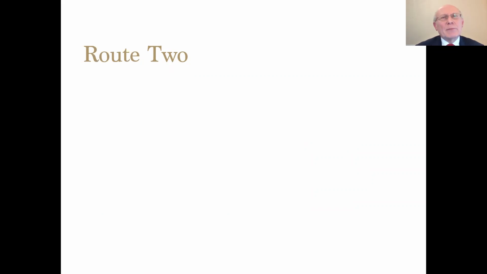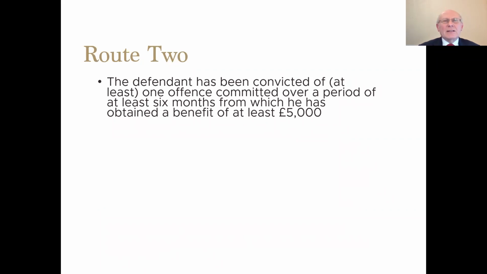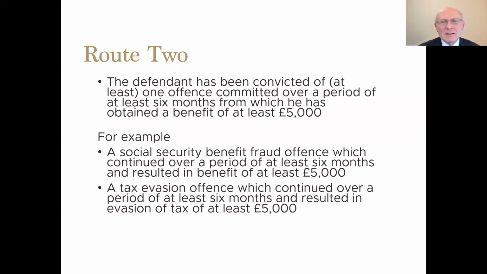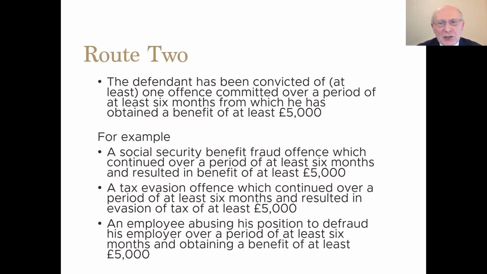Route 2. It's going to get a little bit more complicated now, sorry. If the defendant has been convicted of an offence committed over a period of at least 6 months, from which he has obtained a benefit of at least £5,000, then he has a criminal lifestyle. So this is a single offence committed over at least 6 months, from which he's obtained a benefit of at least £5,000. For example, Social Security benefit fraud offence continued over a period of at least 6 months and resulting in a benefit of at least £5,000.